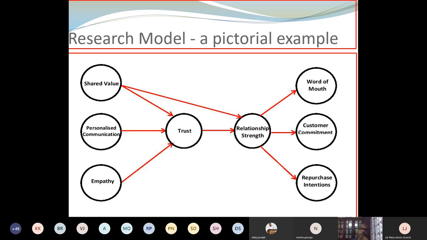And look at the right side of the relationship strength. There are three circles representing word of mouth, commitment, and repurchase intentions. That shows that customer relationship strength in banking companies will result in positive word of mouth, customer commitment, and repurchase intentions.